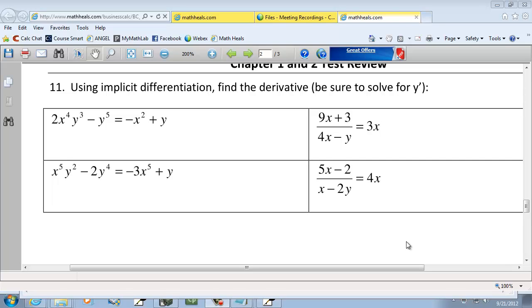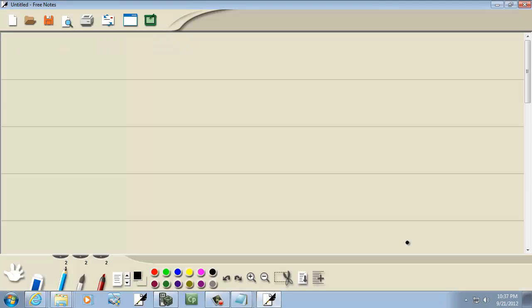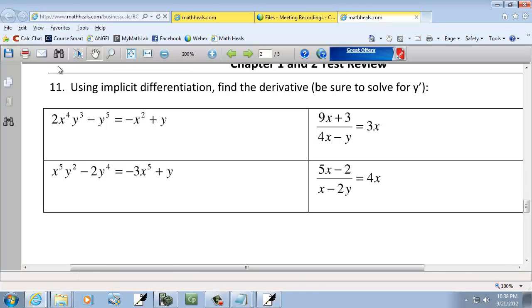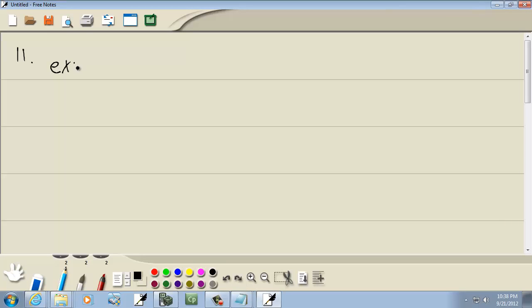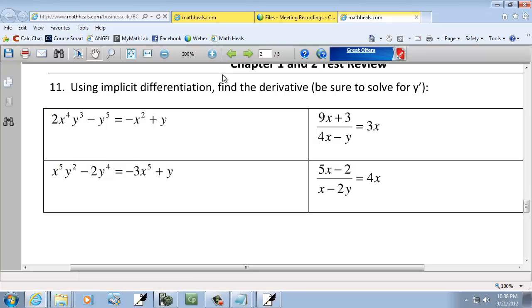Let's take a look at our 11th problem type. Okay, so we're going to have 2x to the fourth, y to the third, minus y to the fifth, equals negative x squared plus y.